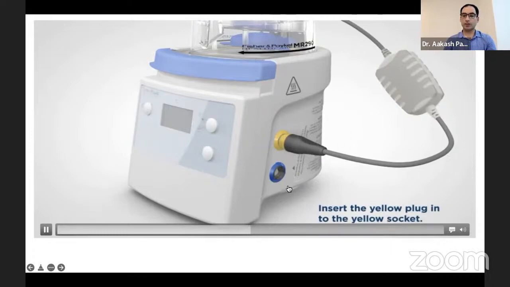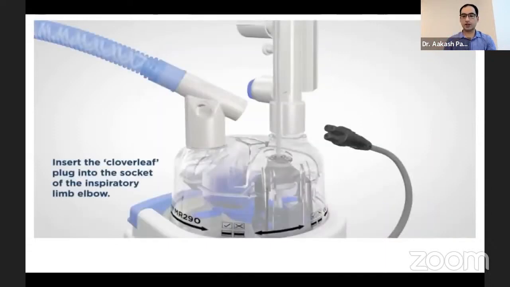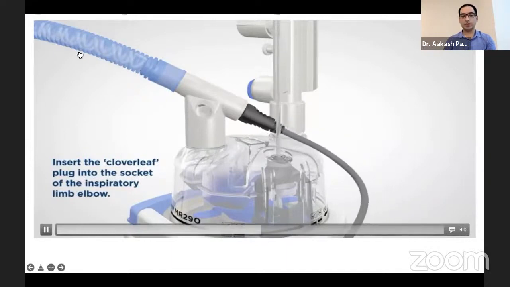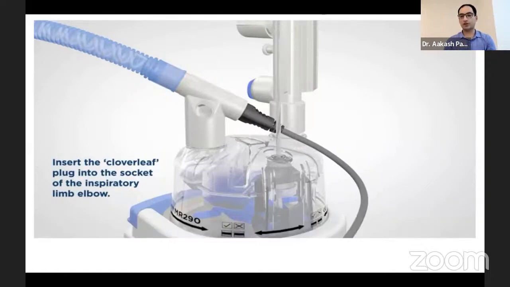And similarly for the input, we have another wire which is again color coded, so that blue will go into the blue. Sometimes we have to turn it to get that click sound. The other part of this wire goes to the inspiratory limb to heat the heater wire. Remember, there is a corrugated wire inside the inspiratory limb, which is the heater wire, which increases the temperature of the gases in the inspiratory limb.